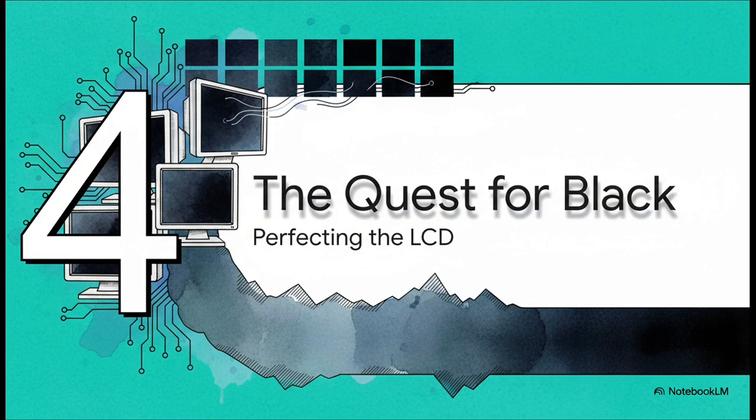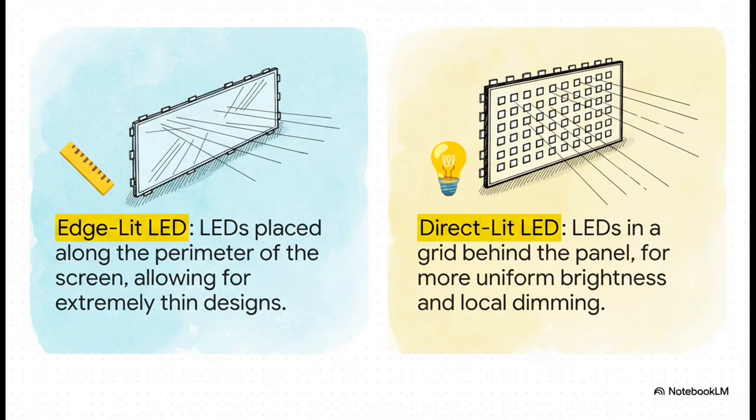They always needed that backlight to be on, which made getting truly deep dark blacks almost impossible. So this quest for perfect black became the new obsession in screen technology. The first step was to ditch the old clunky fluorescent tube backlights and switch to smaller, way more efficient LEDs. You could either stick them along the edges of the screen, which gave us those super thin TVs, or you could place a whole grid of them directly behind the panel. That gave you a much more even brightness, and it opened the door for the next big thing.